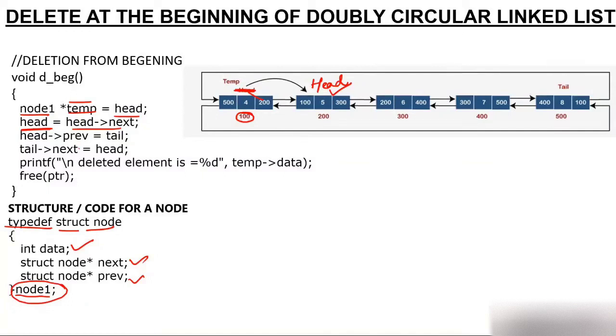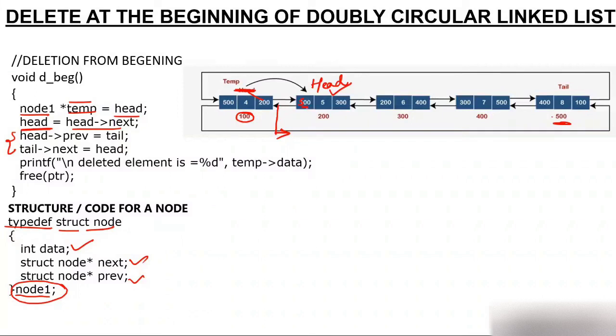Now there are two very important parts: head previous always keeps tail. What is head now? This node. Its previous will keep tail. What is tail? Tail is 500. So here it will have 500. The moment it has 500, this link will come from this place to this place.